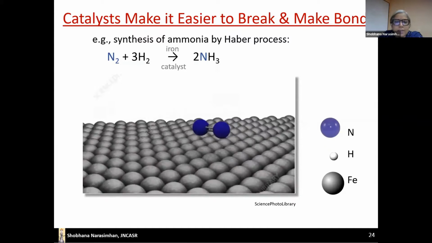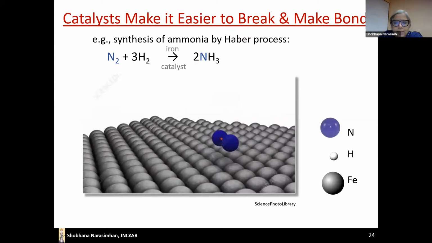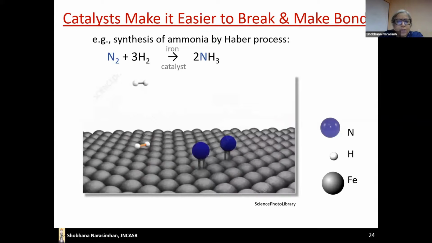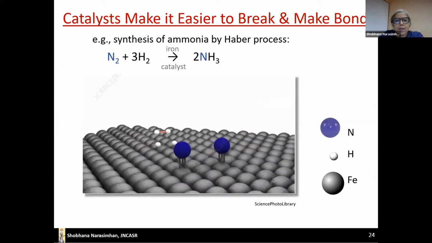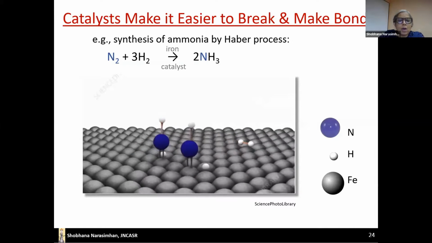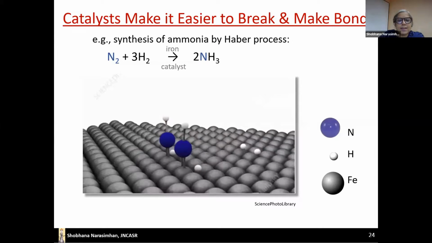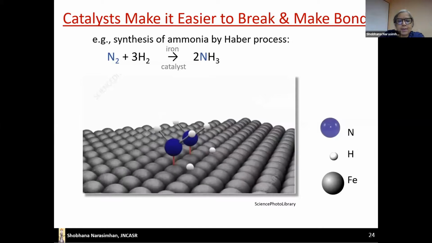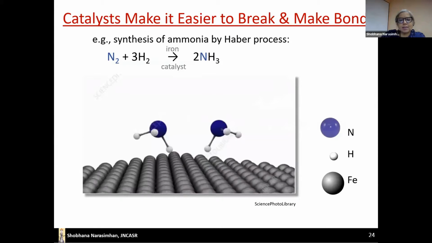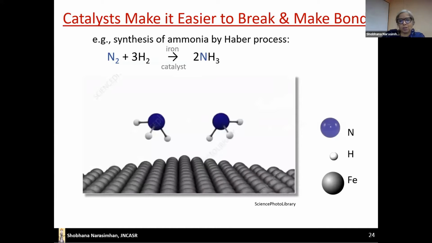A nitrogen molecule comes and sits on the surface. And then hydrogen comes, you see the nitrogen bonds are broken and you have nitrogen atoms. The hydrogen bonds break, you have hydrogen atoms. And then they come together and you form one nitrogen hydrogen bond, then a second nitrogen hydrogen bond, and the third nitrogen hydrogen bond. And you now have ammonia adsorbed on the catalyst and it is dissolved and you have ammonia molecules. So this is what the catalyst does. It allows this bond making, breaking and making to happen.